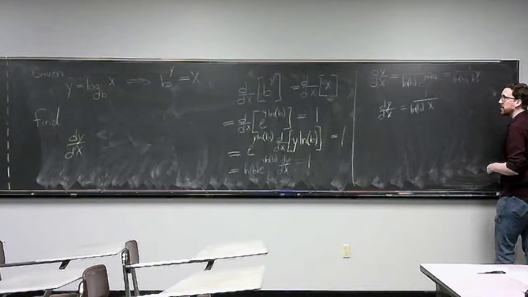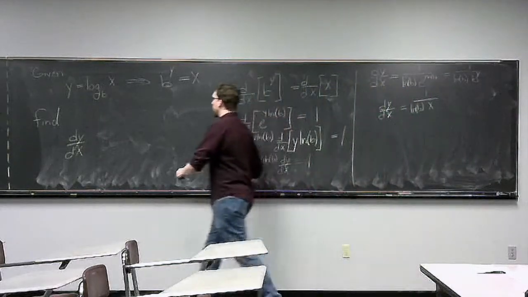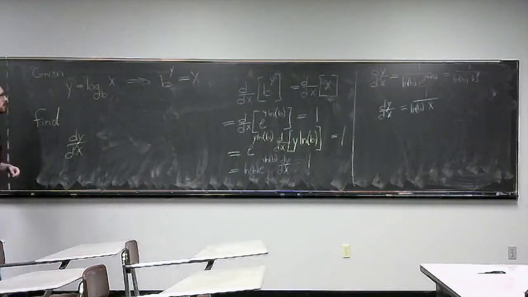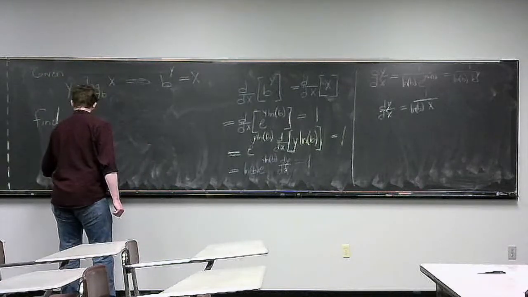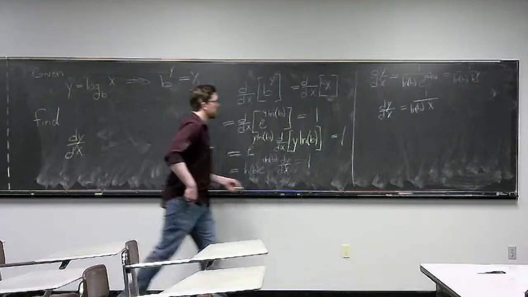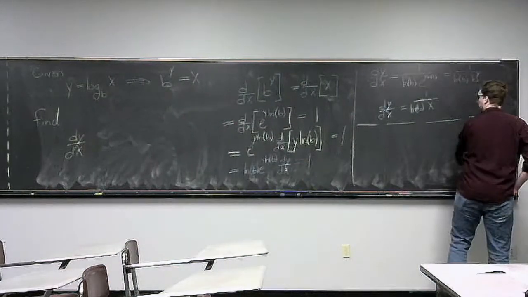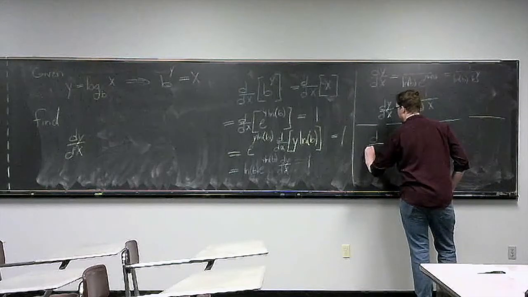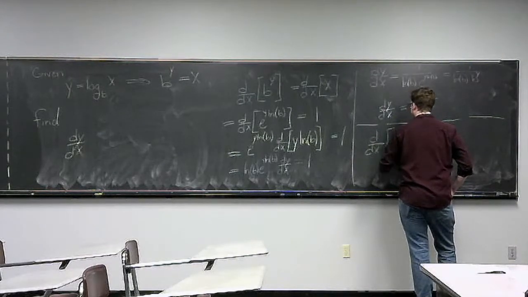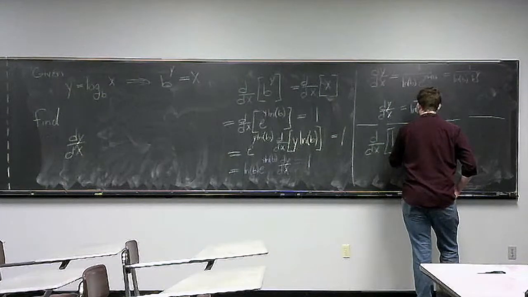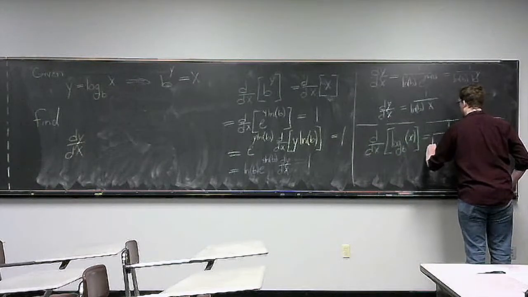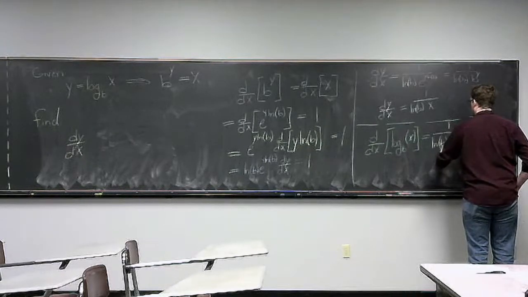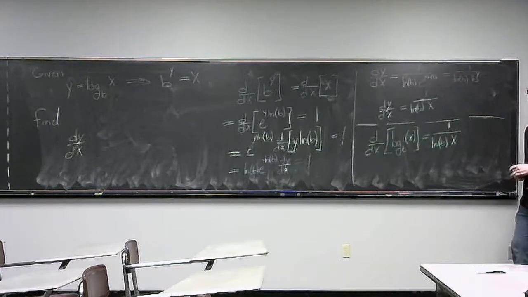And that, ladies and gents, is what the derivative of log base b of x is. That is to say that, let me write it down here actually. That is to say that d dx of log base b of x is equal to 1 over the ln of b times x. That's it.